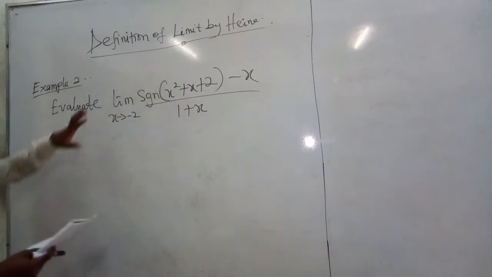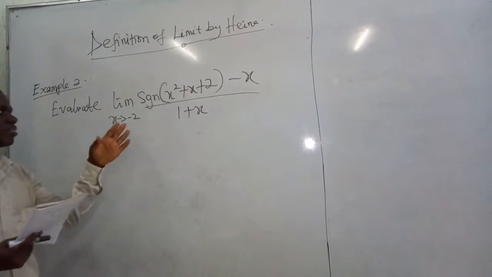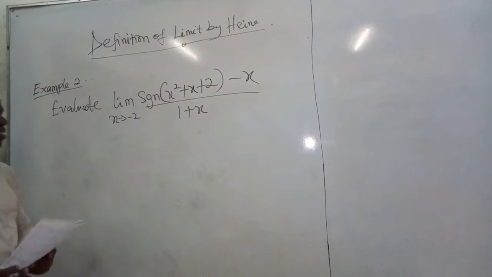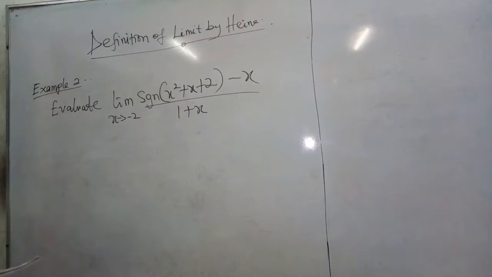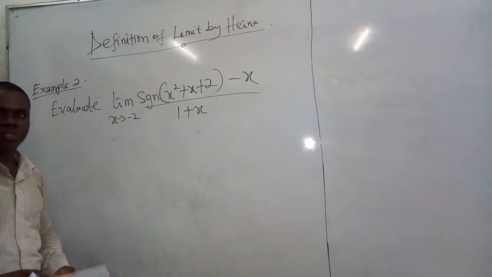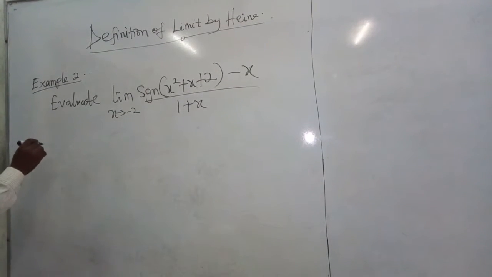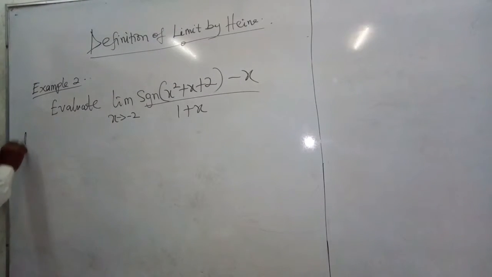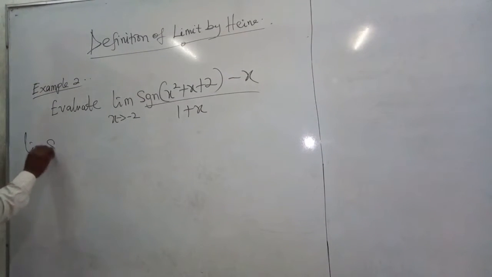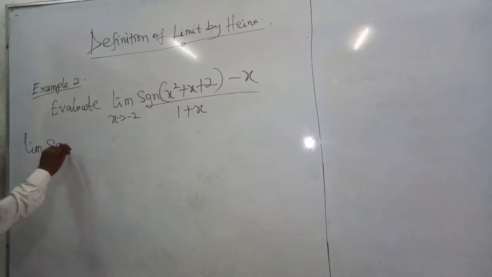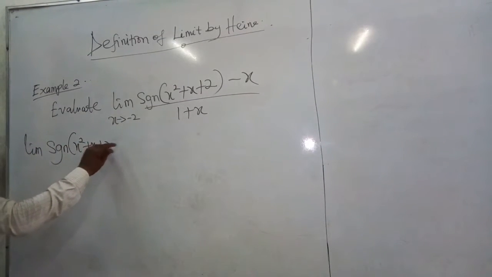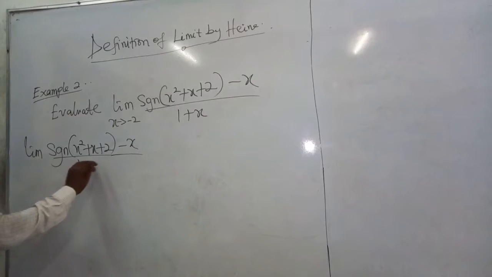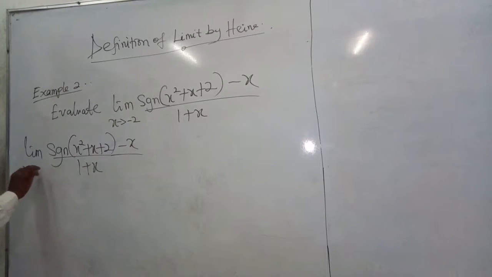To evaluate this, we want to first test to see if the limit to the left is equal to the limit to the right. If they are the same, then we'll conclude that the limit exists and is equal to that value. So let's begin, and we want to pick from the right. We were very optimistic that we get interesting answers. So the limit of the signum of minus x over 1 plus x, as x approaches negative 2.